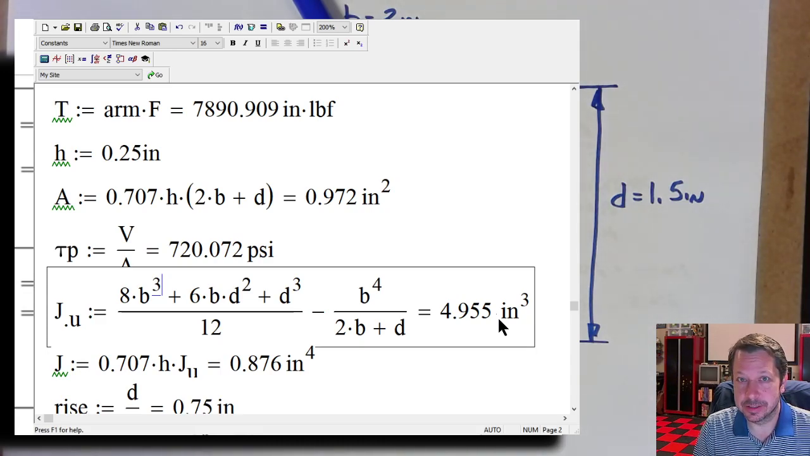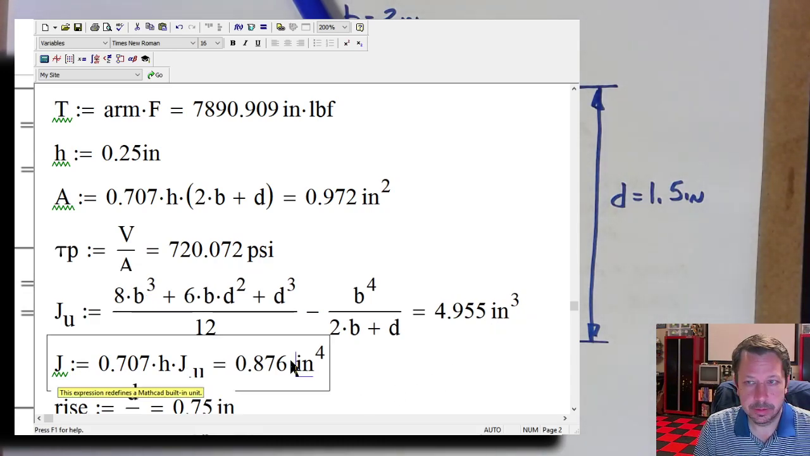To get it over to inches to the fourth power, you've got to multiply JU right here times H, the weld size, so that's the 0.25 inches for us. That's where the other inches come in also to get to inches to the fourth. And then 0.707 because we want to calculate the throat size, not the leg size of the weld. And so J, the number that goes in our equation, is actually 0.876 inches to the fourth.